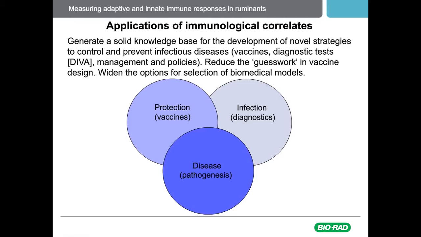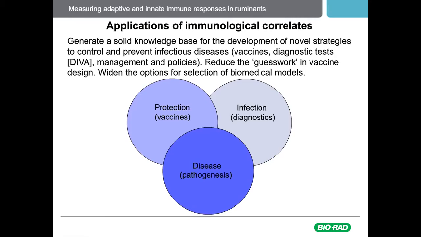The various elements that we have here are looking at correlates of protection, which would be for vaccines, correlates of infection for diagnostic tests, and correlates of disease, which would help us understand pathogenesis. And what you can see from this Venn diagram is that there are likely to be immune correlates that are going to overlap with them.